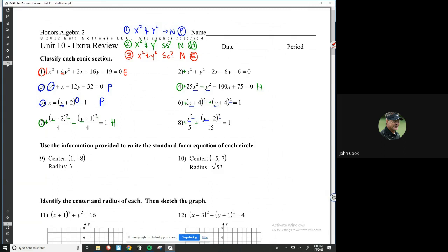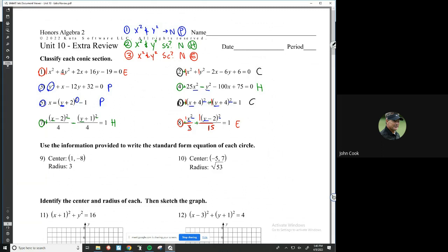Number 2, yeah, it looks like they have a 1 and a 1 here, so that makes this a circle. 4, we have a positive 1 and a positive 1 out front, so this is a circle. And then for the last one, it looks like we've got a 1/5 in front of the x squared and then a 1/15 in front of the y squared, so they're different. So that makes this an ellipse. So that means that the last ones are circles. Okay, so like number 6 and number 2 are both going to be circles.